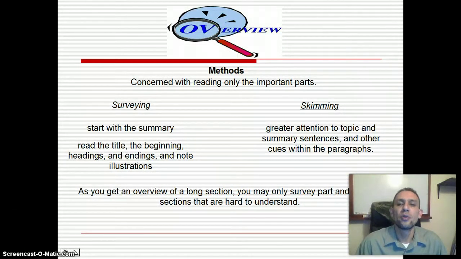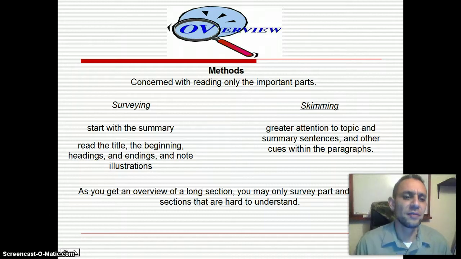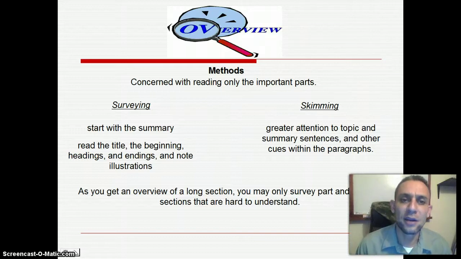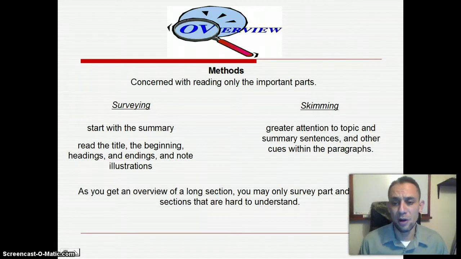Overview is concerned with reading only the important parts. Overview can use 2 methods. Let's start with surveying. With surveying, you begin, check the summary. You read the title, the beginning, the headings, the endings, and note illustrations. Skimming has greater attention to topic and summary sentences and other cues within the paragraphs. As you get an overview of a long section, you may only survey parts and skim the sections that are hard to understand.